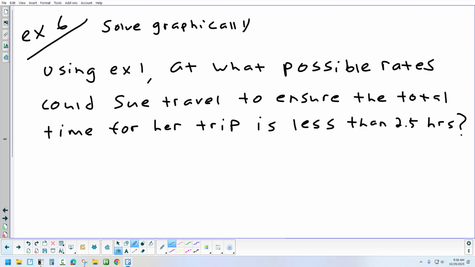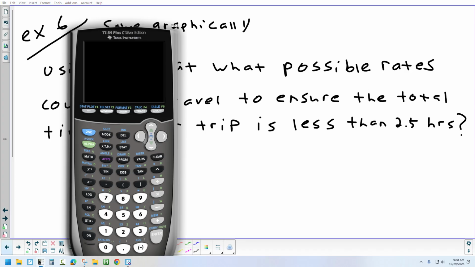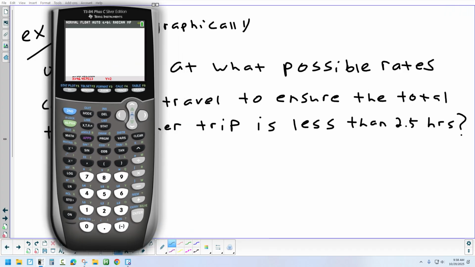Okay? So when we're doing an inequality, the speed isn't going to be an exact answer for the car. The speed is going to be an inequality. It could be greater than a certain speed, less than, greater than or equal to, or less than or equal to. So we still have the graph. We just have to change 2 to 2.5. So all this is going to be the same. We're still going to find where they intersect. So second calc intersect.